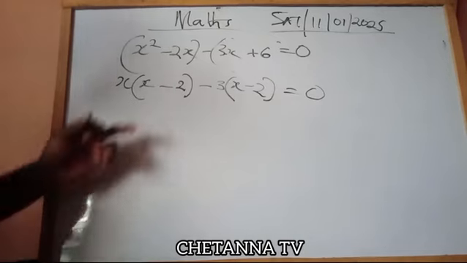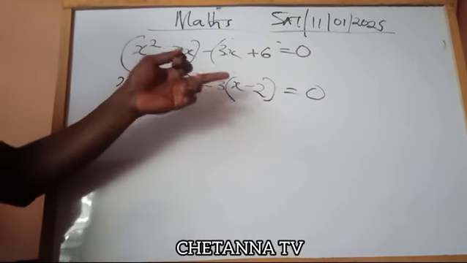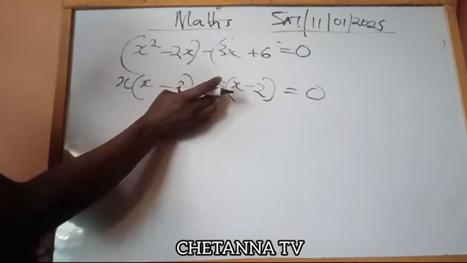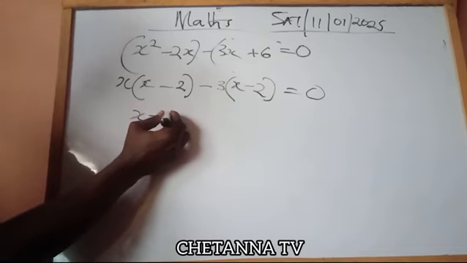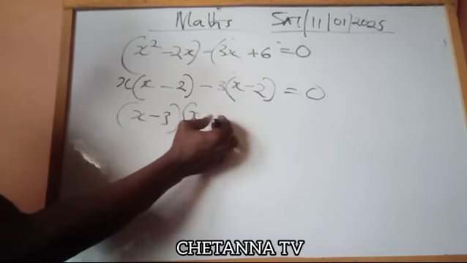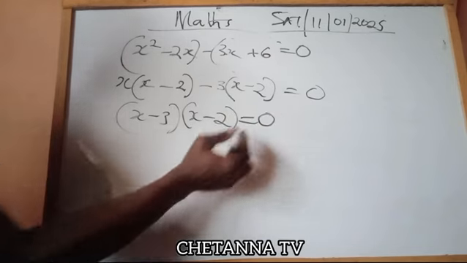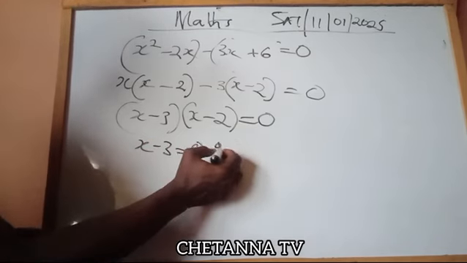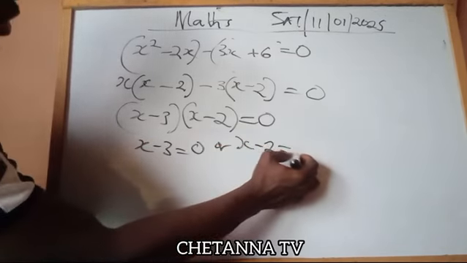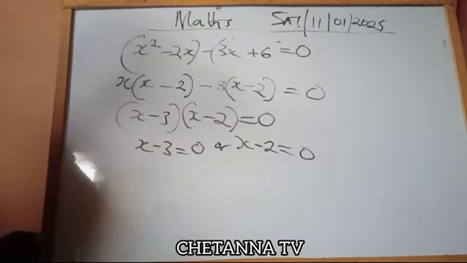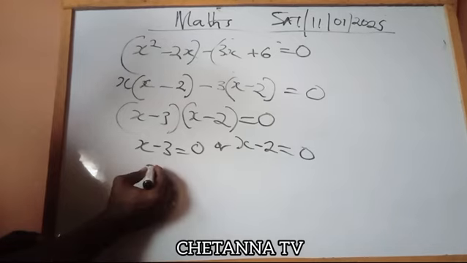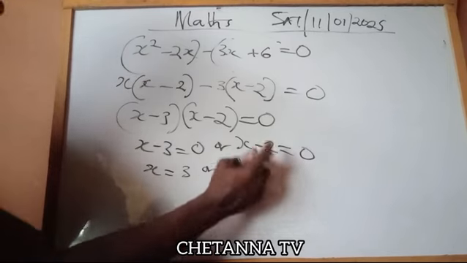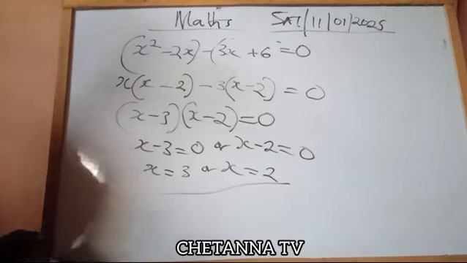So we choose the 1. We have x minus 2 here. So if we choose 1, we now bring this one together. We have x minus 3, x minus 2 is equal to what? 0. So x minus 3 is equal to 0, or x minus 2 is equal to 0. So that means x is equal to what? 3, or x is equal to what? 2. This is the answer.